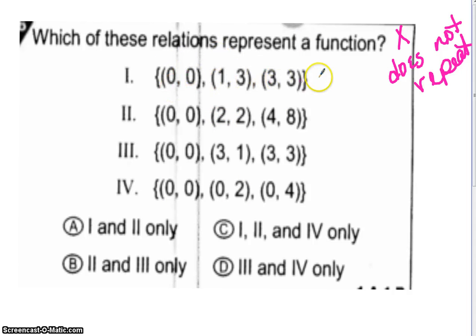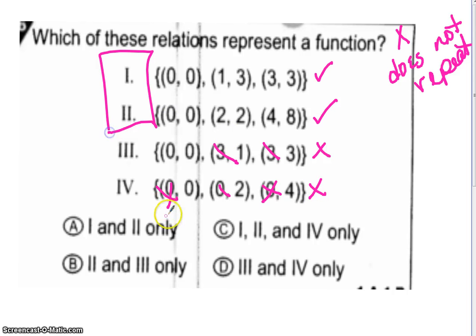0, 1, 3, that's good. 0, 2, 4, that's good. 0, 3, 3, my 3 repeats, that's bad. 0, 0, 0, remember all we're looking at is the X value, so that's bad. So 1 and 2 are functions. So A looks good, C looks bad, D looks bad, B looks bad. Your answer is A.